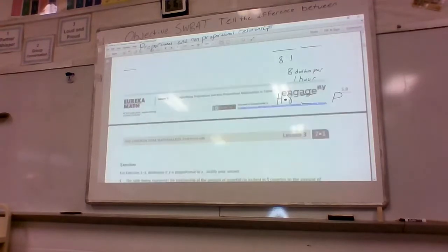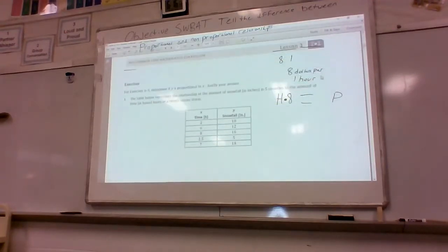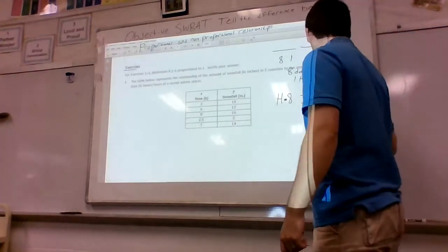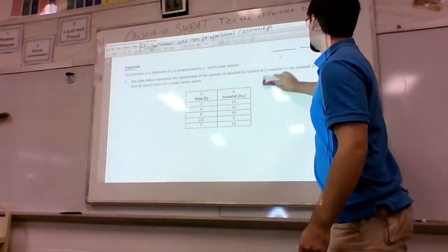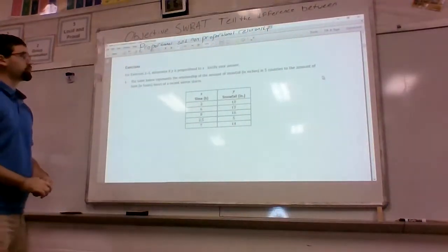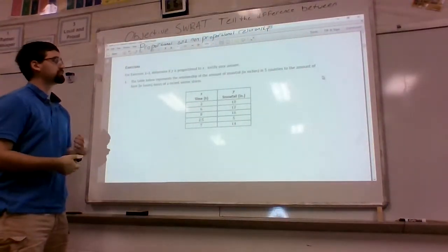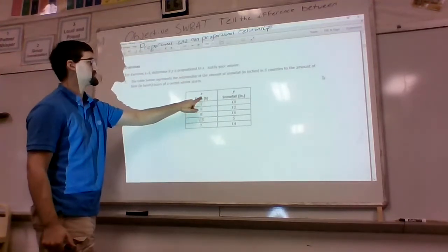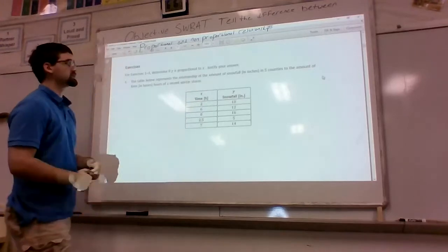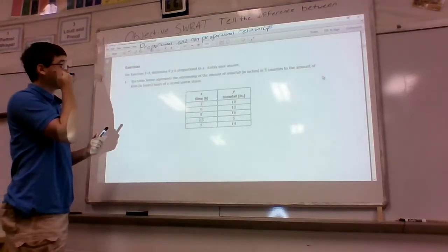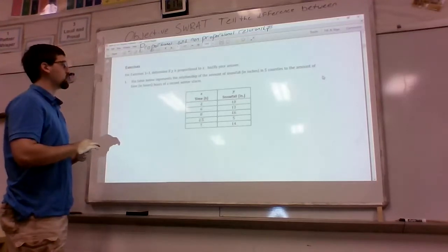Then let's go on to our next example here, exercises. All right, I'll erase this, and let's take a look at what they're going to ask us to do. For exercises 1 through 3, determine if y is proportional to x. Justify your answers. We're going to have to explain for each of these exercises if y is proportional to x.